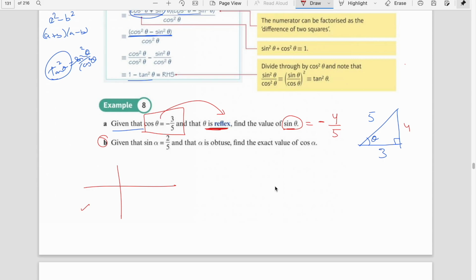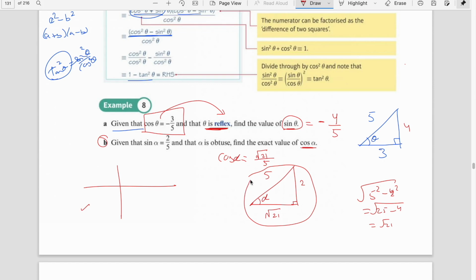Given that sin alpha is 2 by 5, so let's say this is alpha, and sine is perpendicular over hypotenuse. Solving for this base, applying Pythagoras theorem, that is square root of 5 square minus 2 square, square root of 25 minus 4, so that is square root 21. As far as cos alpha is concerned, cos alpha is equal to base over hypotenuse, that is square root 21 over 5.